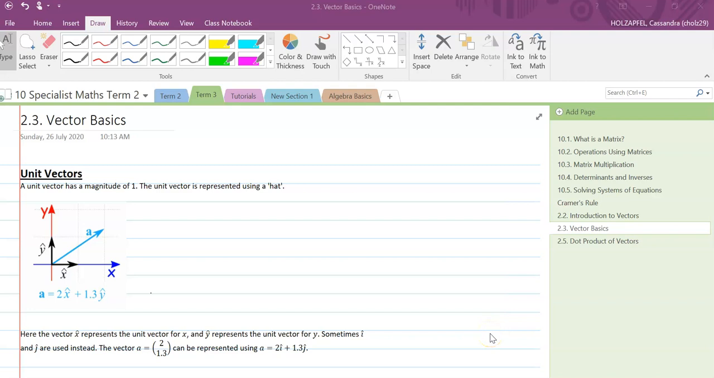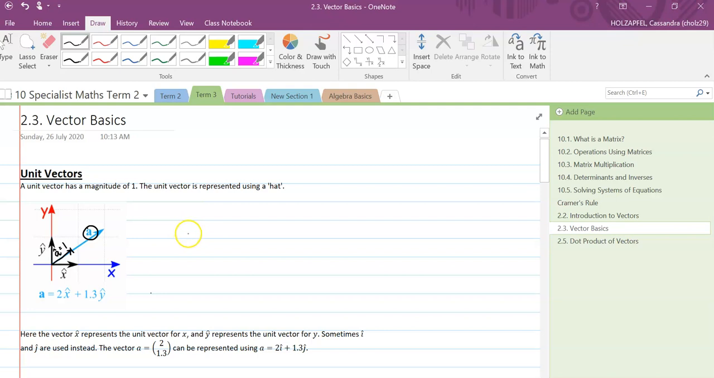Today we're going to be looking at some vector basics, starting off with a unit vector. So let's say that we've got this vector here, A, and it's acting in this direction. So a unit vector is acting in the exact same direction, but it only has a magnitude of length 1. So we're going to write this using a little hat to represent the fact that it's the unit vector.